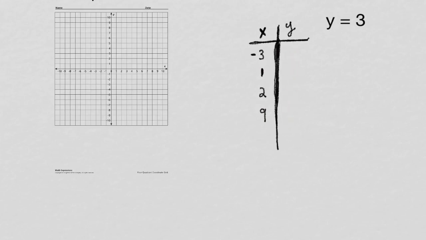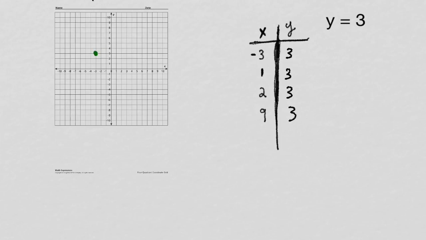We're going to get 3 always, so let's write that down: 3, 3, 3, 3. Now let's go about graphing these values. When x equals negative 3, I look at my x-axis for negative 3, which is right there. Now y is telling me that I need to go up 3 units. So I'm going to go up 1, 2, 3, and plot right there. I'm going to do it in green.